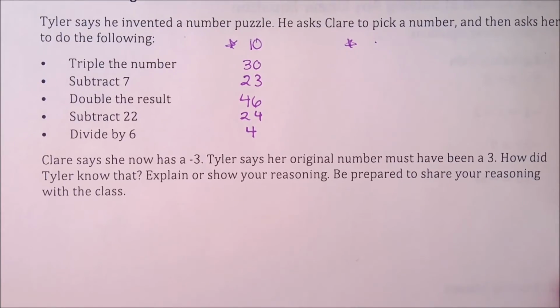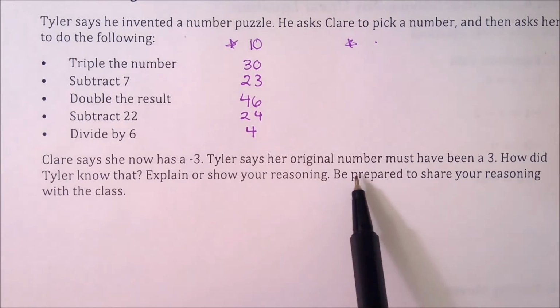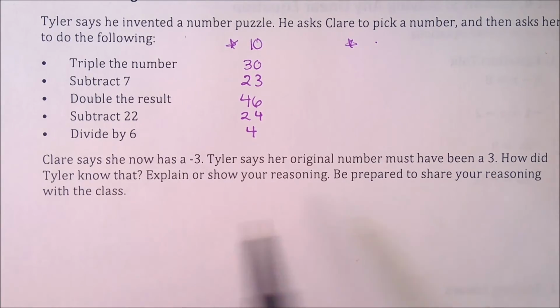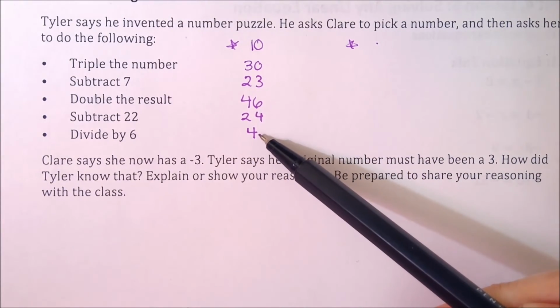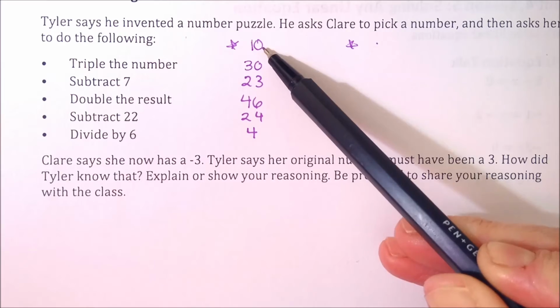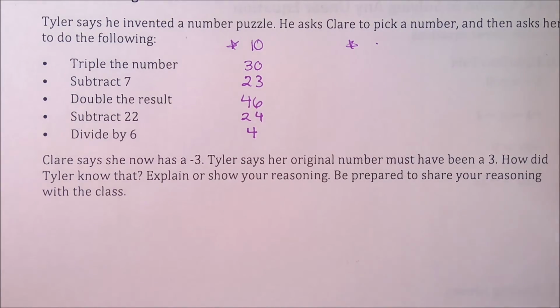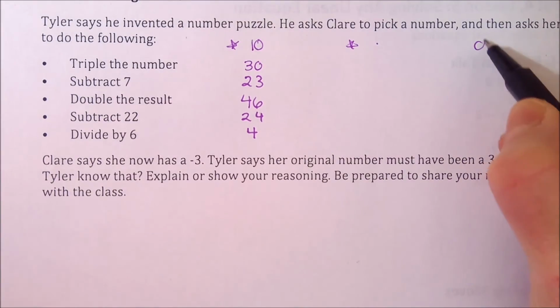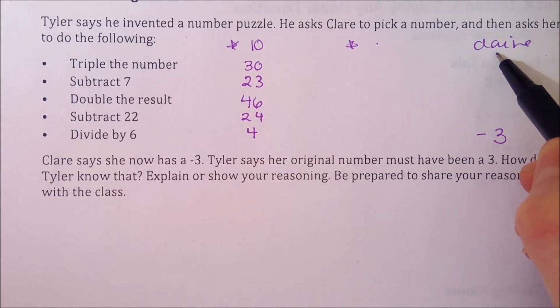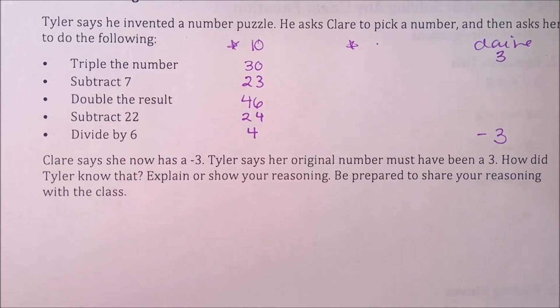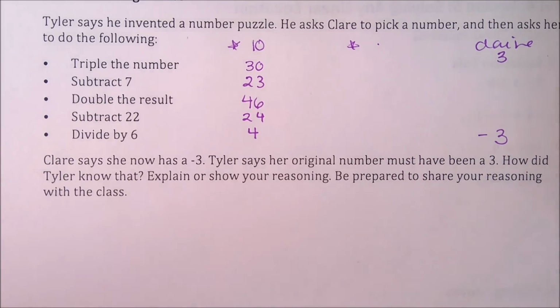All right, so if we go back to the question, it says, Claire says she has -3. Tyler says her original number must have been a 3. How did Tyler know? Explain or show your reasoning. So hopefully you took a look at the final and the original, your final, your original. Claire's final was -3, and Tyler says her original must have been 3. You can go through and double check that he's right, but I can tell you he is correct. Her original would be 3. You figure out how that happened.